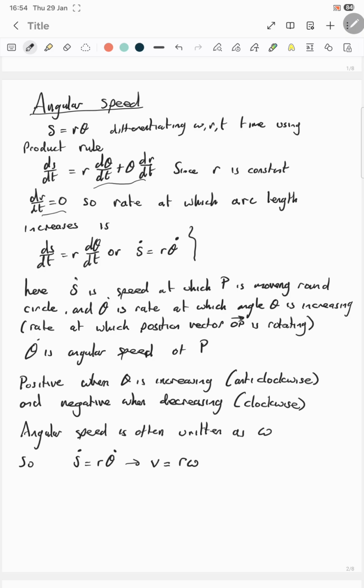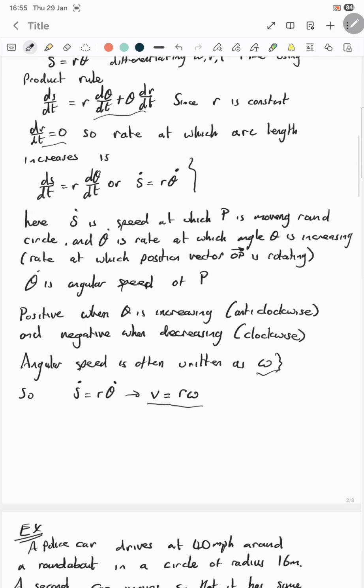Now here s dot is the speed at which P is moving around the circle, and theta dot is the rate at which the angle is increasing, the rate at which the position vector OP is rotating. Now theta dot is the angular speed of P. It's positive when theta is increasing, that means anti-clockwise, and negative when decreasing, clockwise. Now the angular speed is often written as an omega term, which you should be a little bit more familiar with. So s dot equals r theta dot is equal to this, v equals r omega.